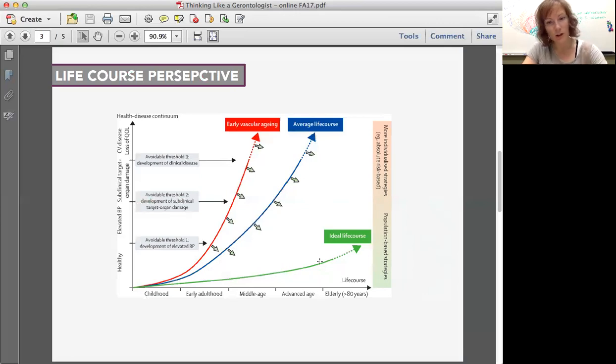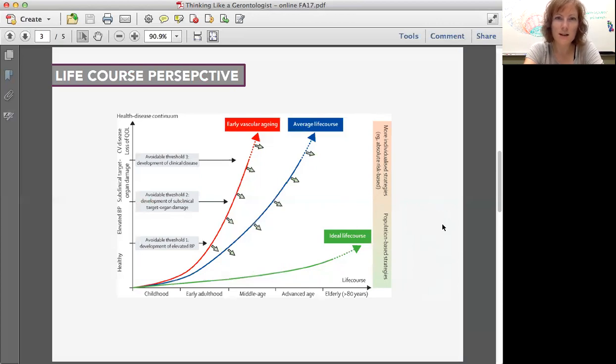As opposed to the green, which is the ideal life course, someone who started from day one and had healthy behaviors and maybe less exposure to some of the risks, biologically, psychologically, and socially over time, they have a much better trajectory. An ideal life course trajectory that keeps them away from having even elevated blood pressure, so they certainly won't get to cardiovascular disease. So that is just an illustration of what we're interested in with a life course perspective.